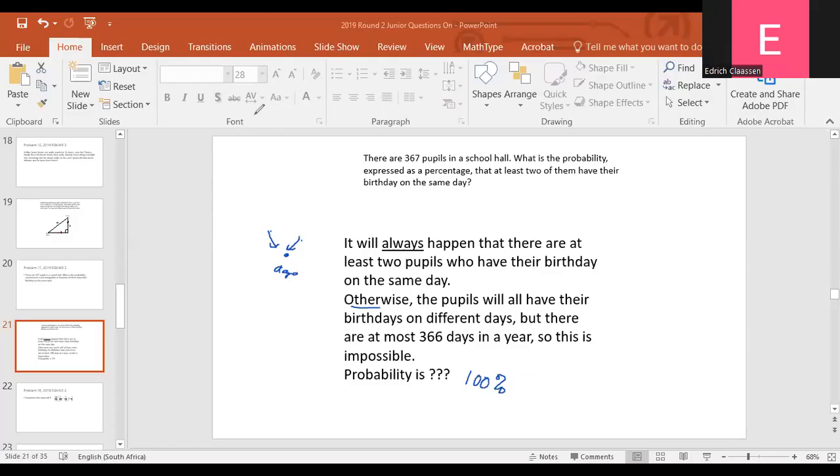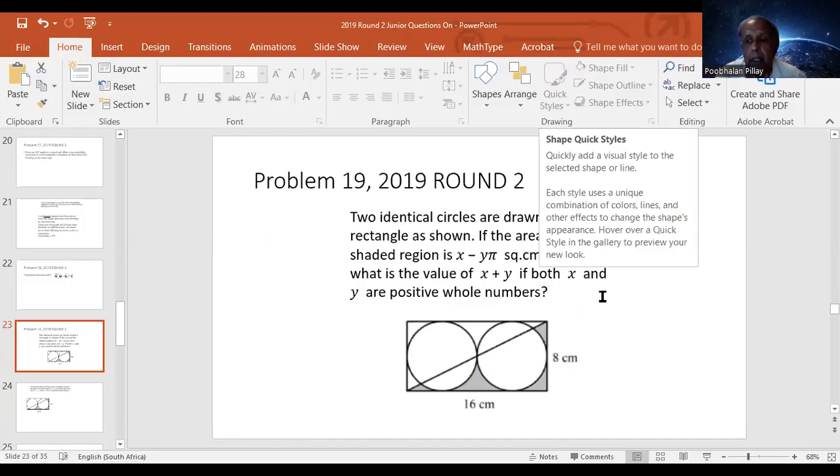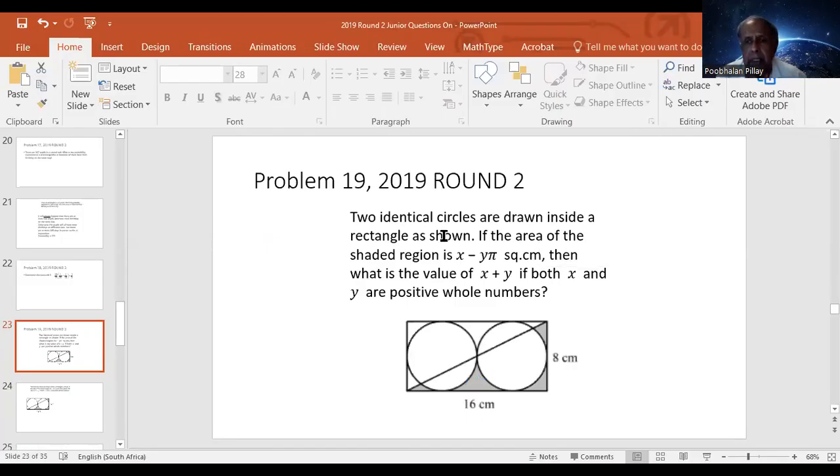Okay, so let's get on to the next problem. Now here, you got two circles, identical circles, drawn inside a rectangle. You can see you've got a rectangle and you've got two identical circles. Identical means you've got the same radius, basically. But that's the only thing that determines a circle, just the radius.